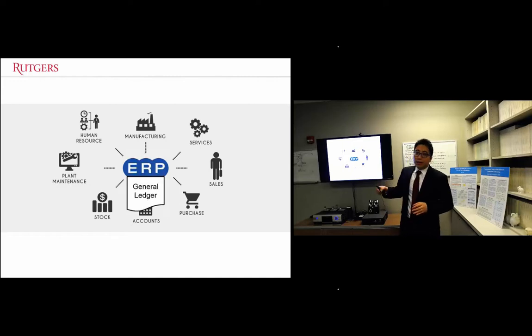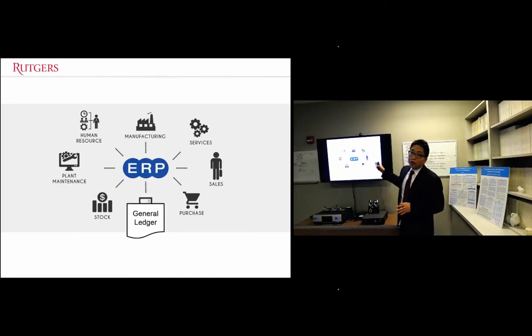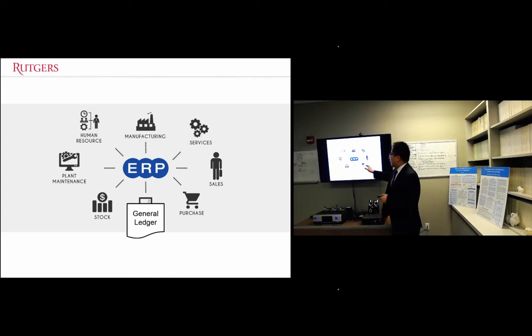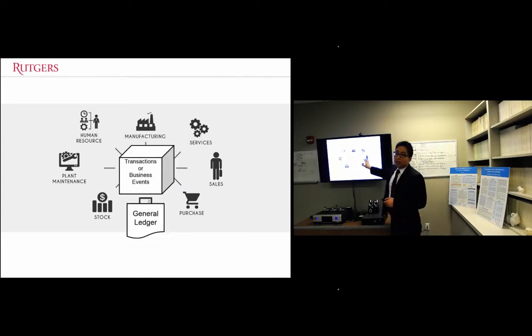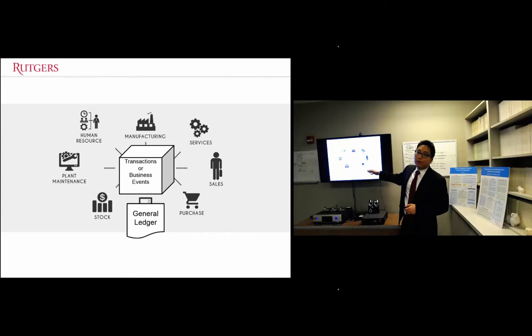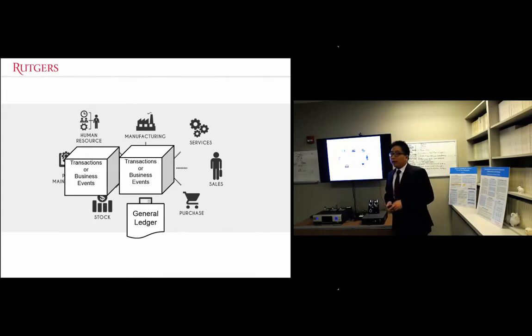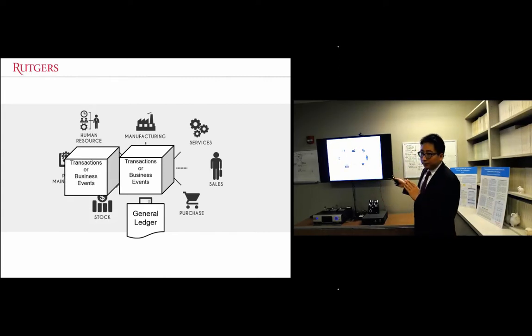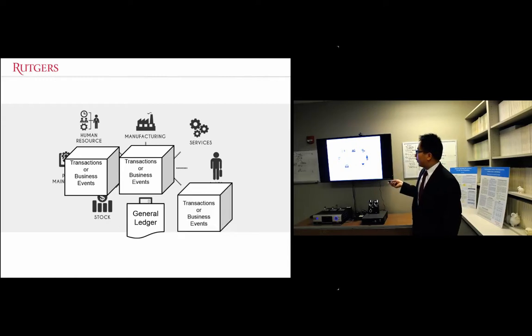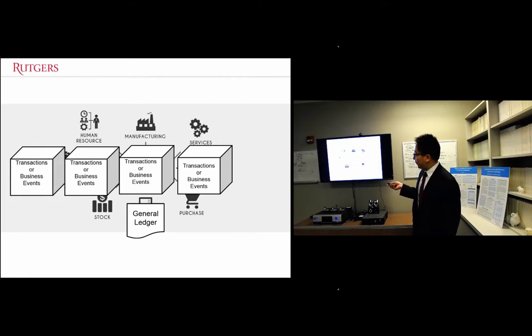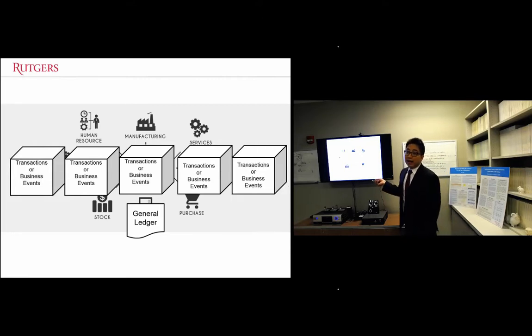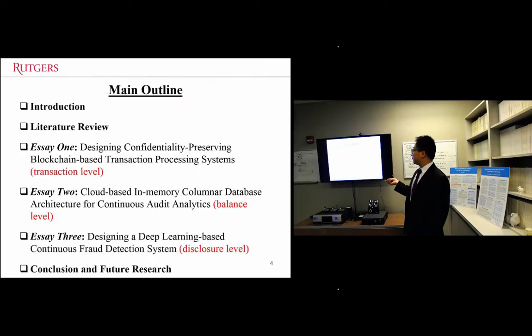However, today we try to build our ERP systems based on the transactions, the event-driven transactions. So the others, including the general ledger, will be built on top of these transactions. And if we put every transaction from each ERP system together and build them as a chain, therefore it looks like a blockchain. So this is the main outline of my dissertation.